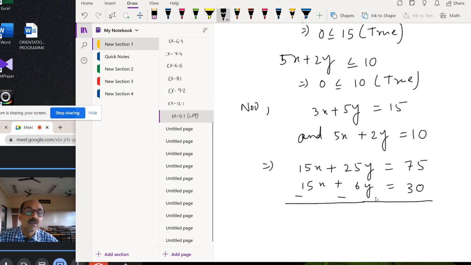Subtracting, 15x minus 15x cancels, and 25 minus 6 is 19y, equal to 45. So y = 45/19.